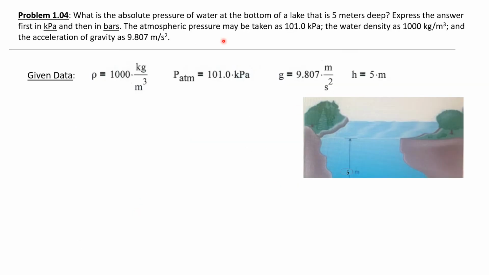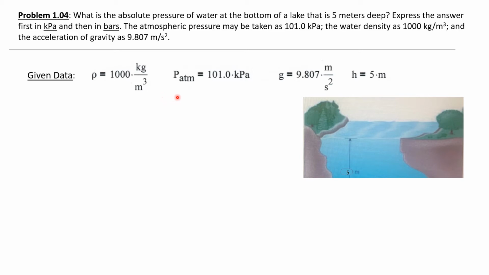So let's begin our study of pressure created by a column of fluid by solving a simple problem. What is the absolute pressure of water at the bottom of a lake that is 5 meters deep? We want to calculate the answer in both kilopascals and in bars. We'll take the atmospheric pressure as 101 kilopascals, the water density as 1,000 kilograms per cubic meter, and the acceleration of gravity as 9.807 meters per second squared.